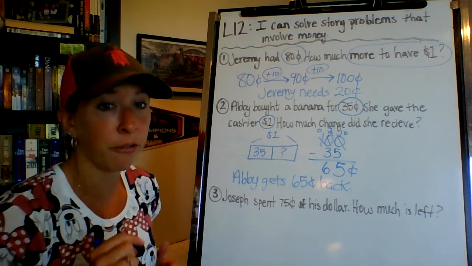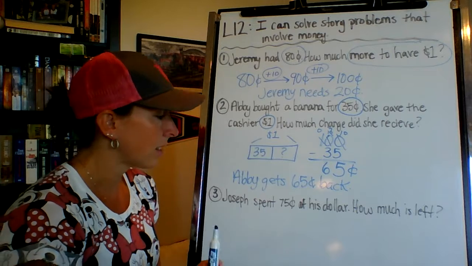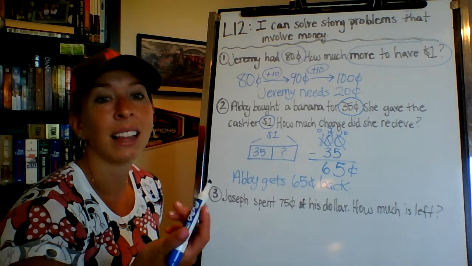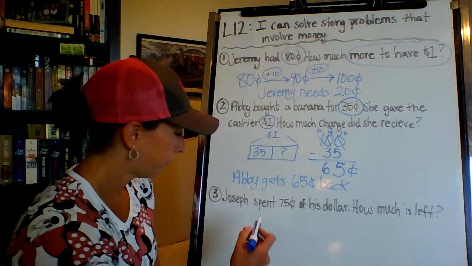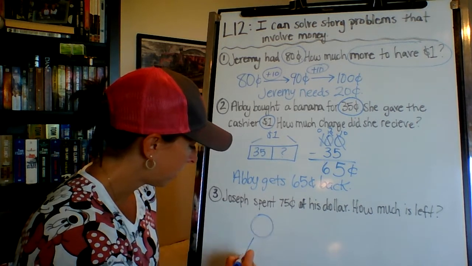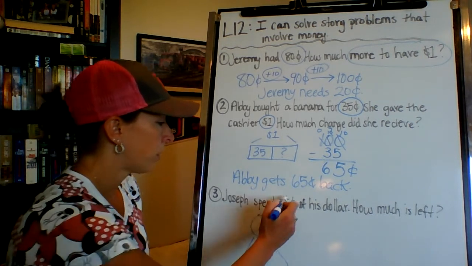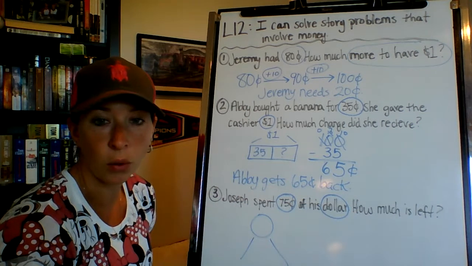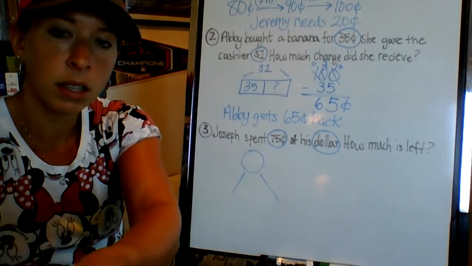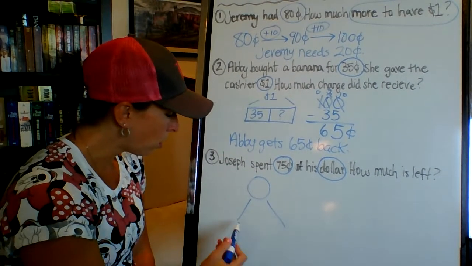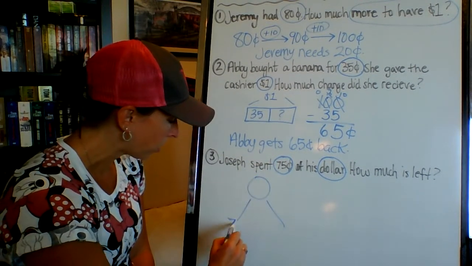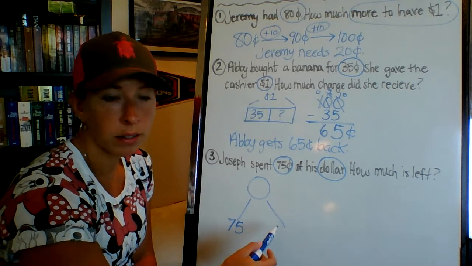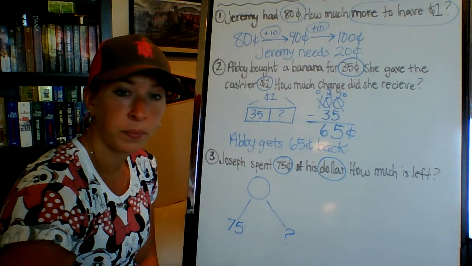Okay, last one for the front side. Joseph spent 75 cents of his dollar. How much is left? Okay, so 75 cents of his dollar. So those are the two amounts that we know, right? Oh, I can't see the bottom of my, there we go. So we know that 75 is a part, okay? Do we know the other part? Nope, that's my question mark.